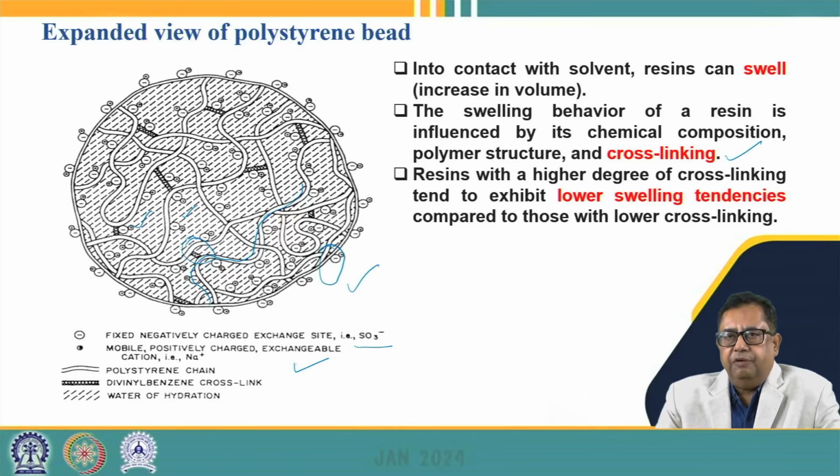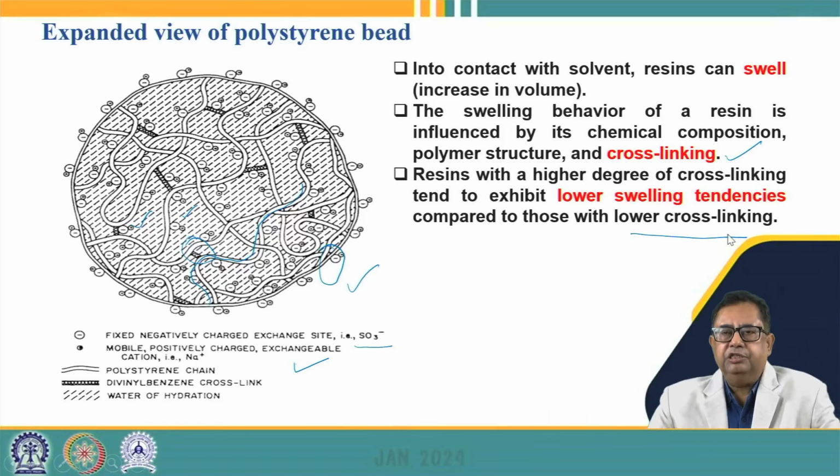And resins which have higher degree of cross-linking tend to exhibit lower swelling tendencies as compared to those which have lower cross-linking. So this may increase the toughness, the non-solubility, and reduce the degradation of the resins when we have a high degree of cross-linking. But cross-linking can also have a certain disadvantage, that is if we have a very high degree of cross-linking, then it may also restrict the ions' movement through it, and this may also reduce efficiency.